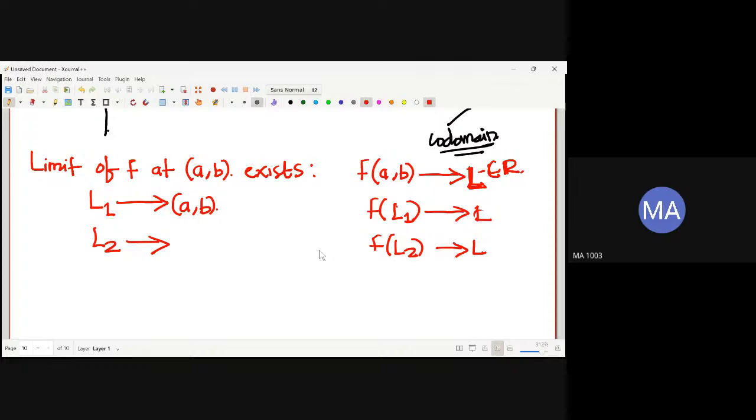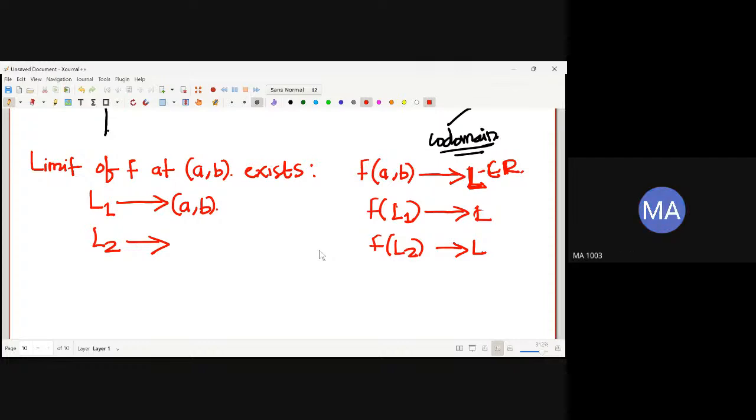In that case, you can say that the limit of the function f at (a, b) exists, and it's equal to L. Whether the definition is clear? Yes, sir.